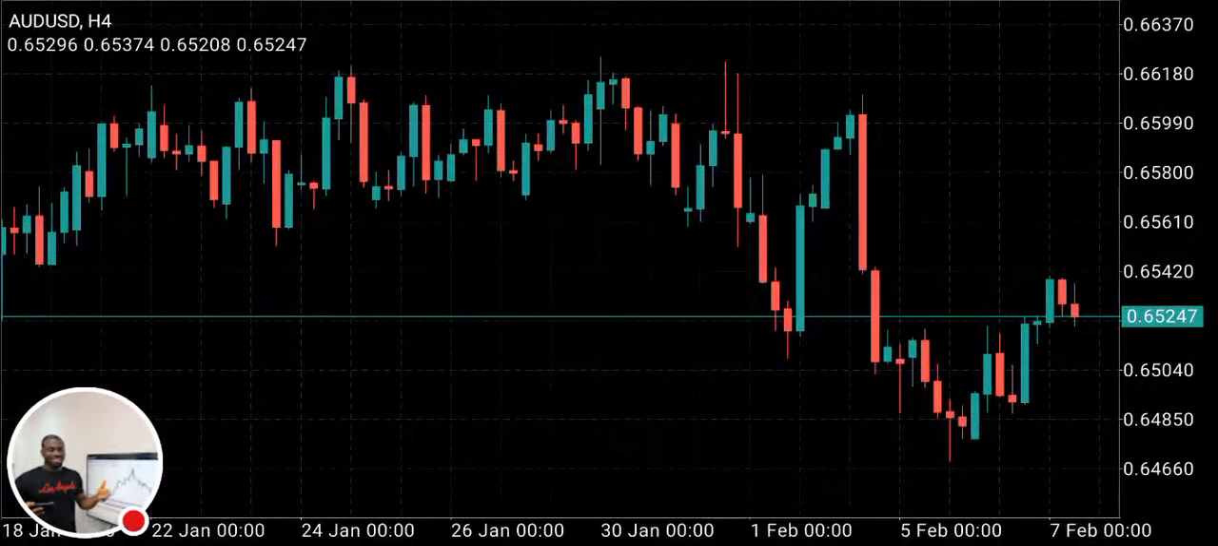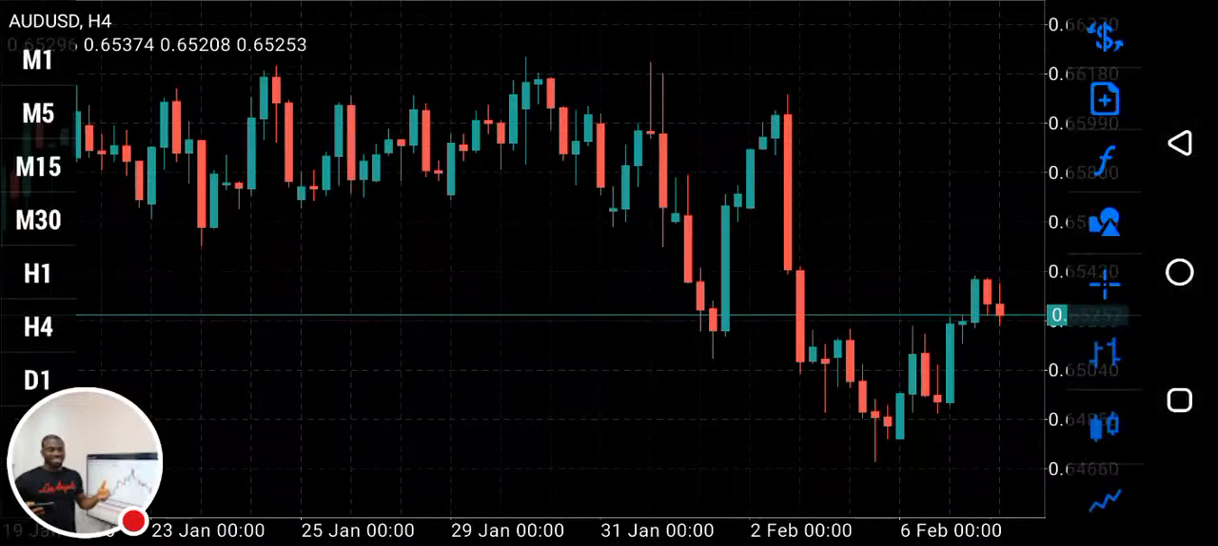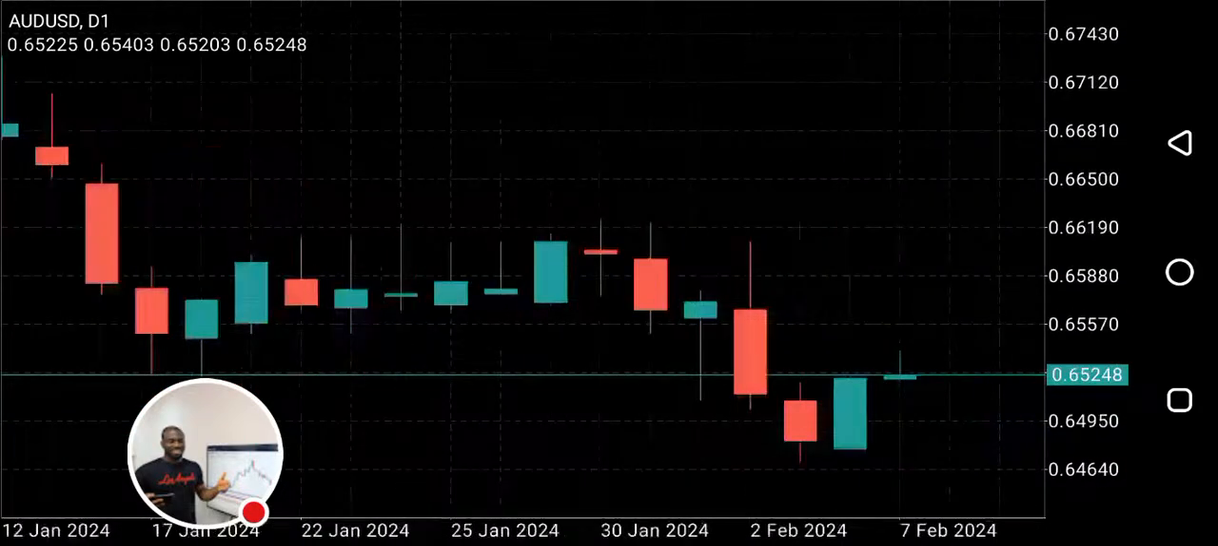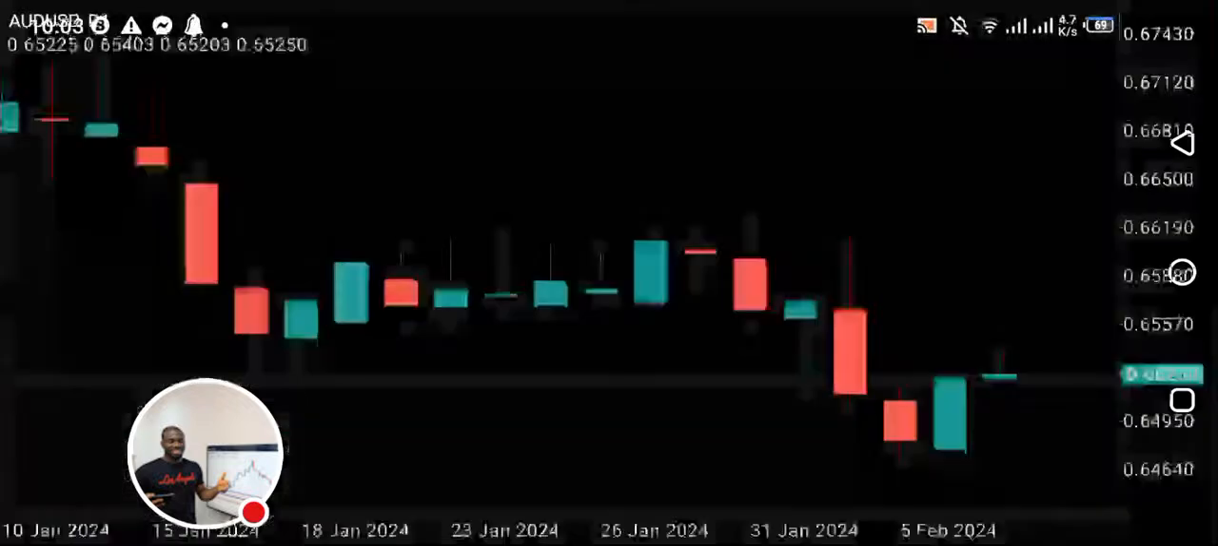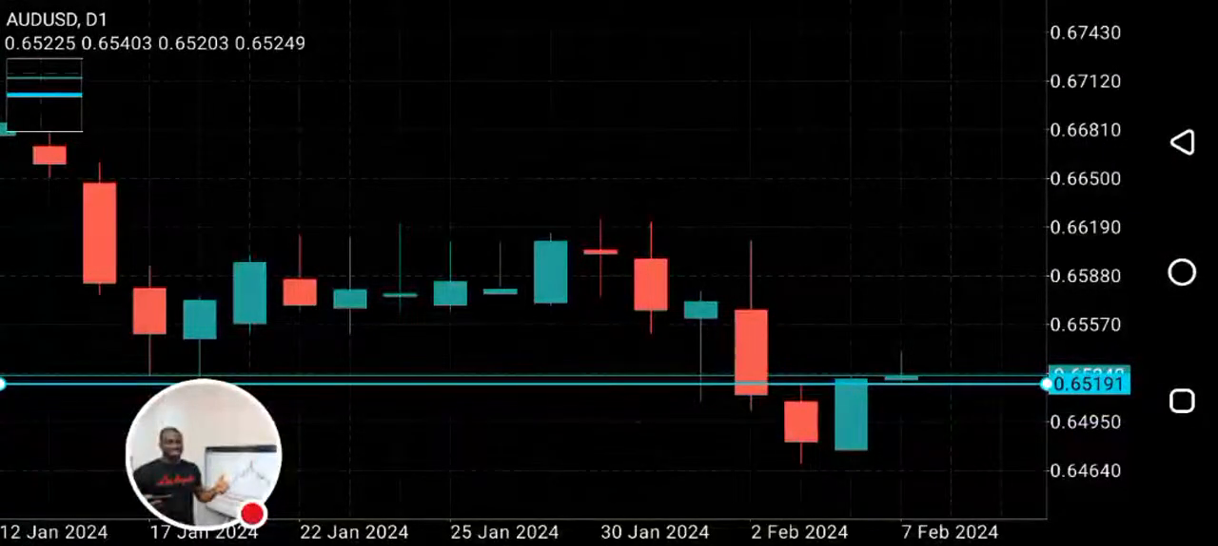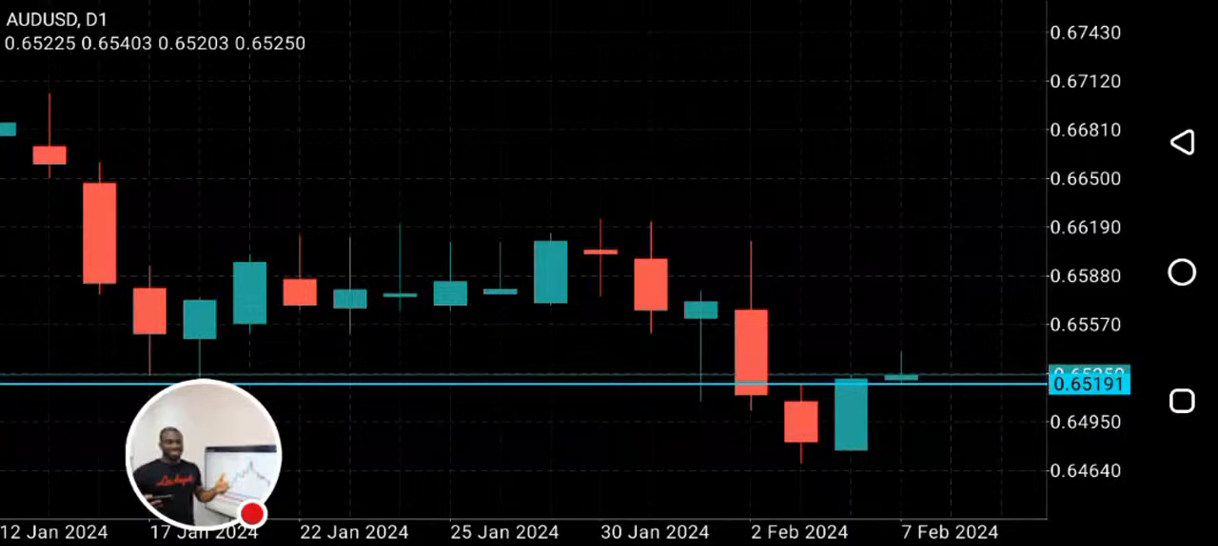Let's start with the daily time frame. On the daily time frame, you would see yesterday's candle closed above the high of this spinning bottom, as you can see. This tells me that demand has increased, which means we have more buyers in the market.